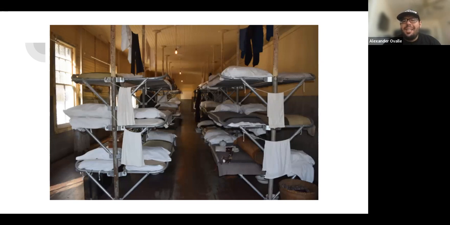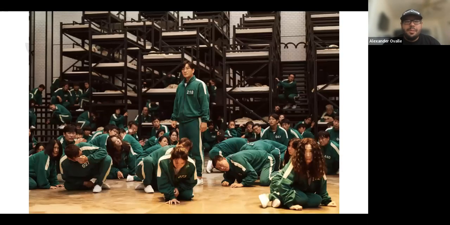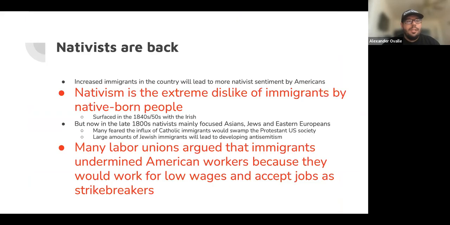And that got me thinking, this looks a lot like Squid Games. Tell me I'm wrong.